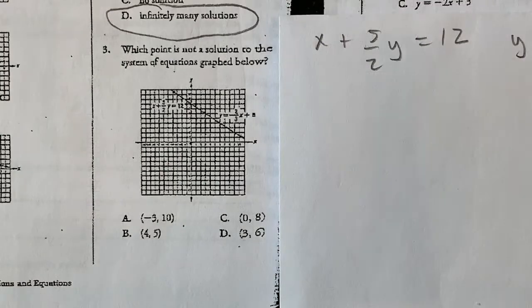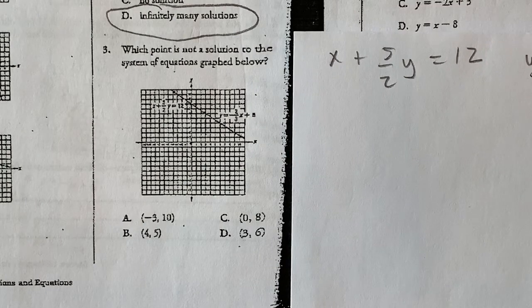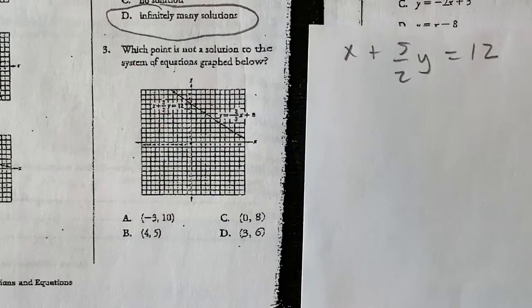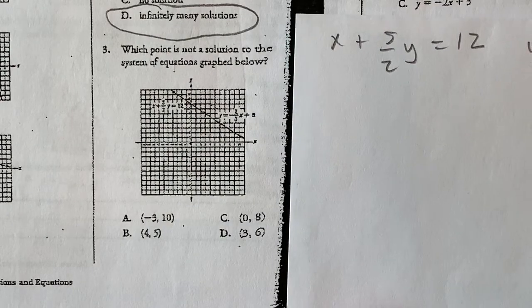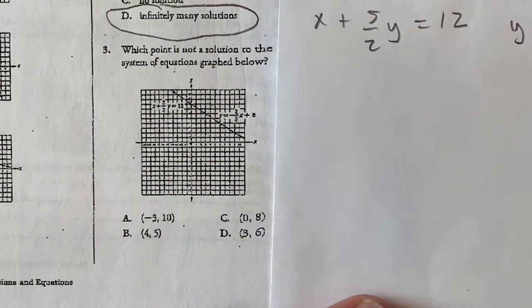Number 3, which point is not a solution to the system of equations graph below? Okay, so we're given 2 equations, right? And I went ahead and wrote those down here for us. And then we're given 4 choices, A, B, C, or D. So the way we tell if it's not a solution is we're going to plug in these points into both of these, and they should both be true. And if they're both true, then that's not the answer we want. We want to look for ones that are false. Okay, so let's do the first one together, and then I'll let you try the other 3.